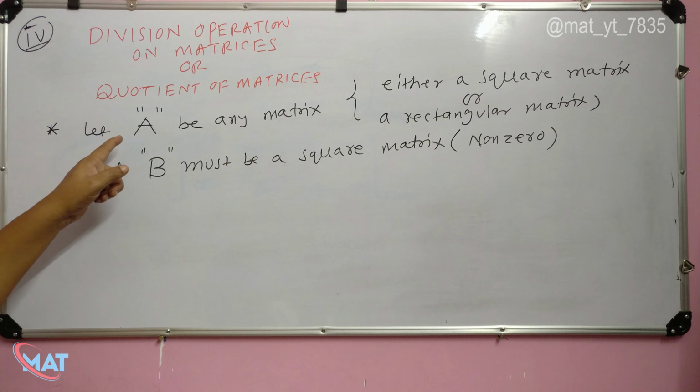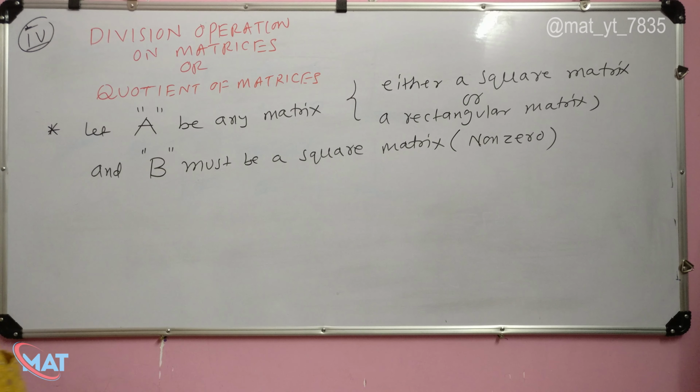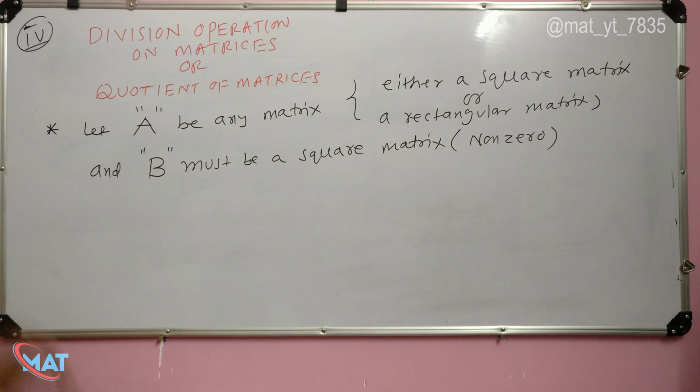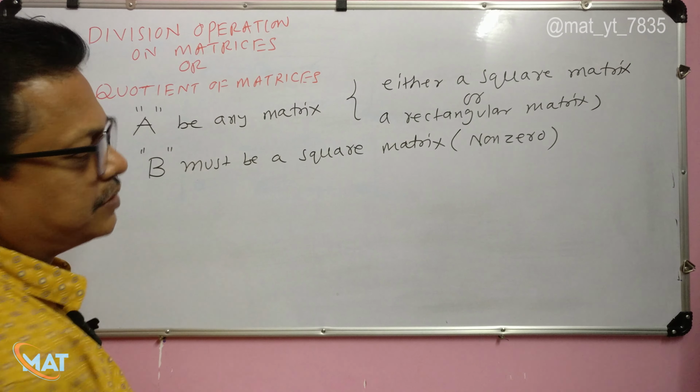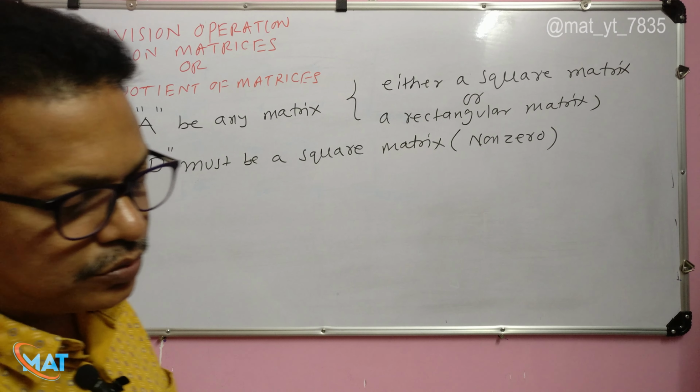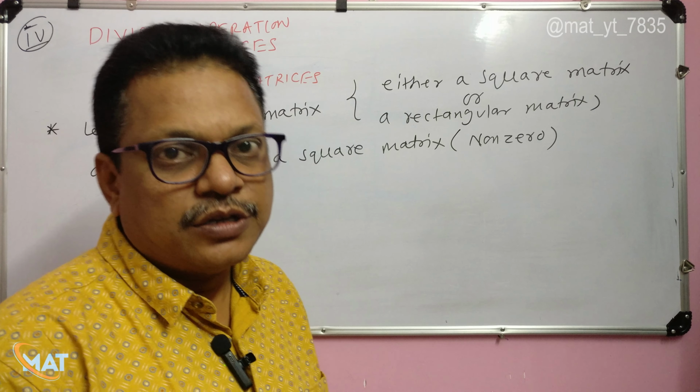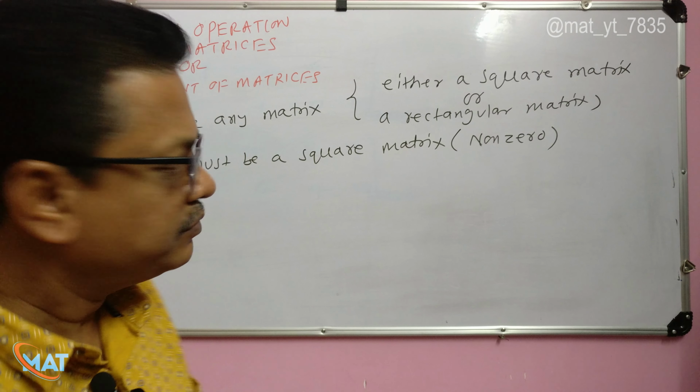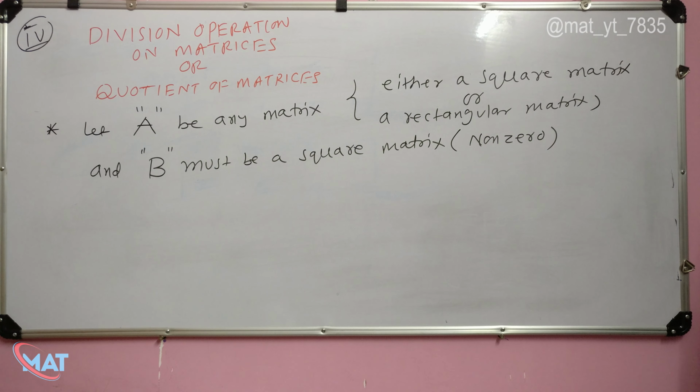So A can be either a rectangular or square matrix. No condition on A. You see the second matrix, B must be a square matrix. It may be of size 2, size 3, size 4, it depends. Square means the same number of rows and the same number of columns.